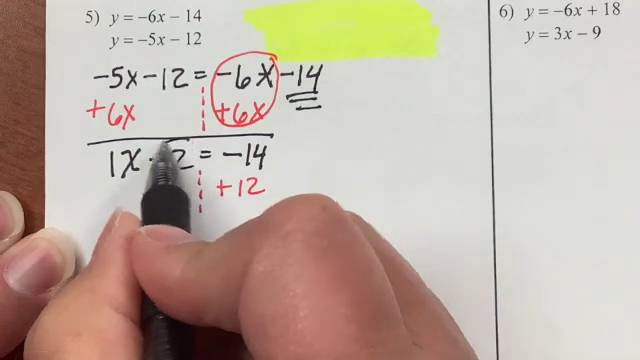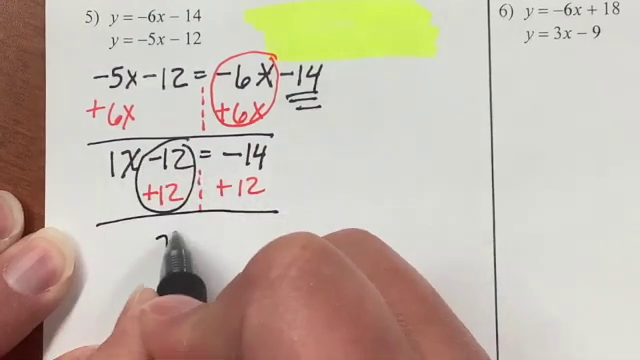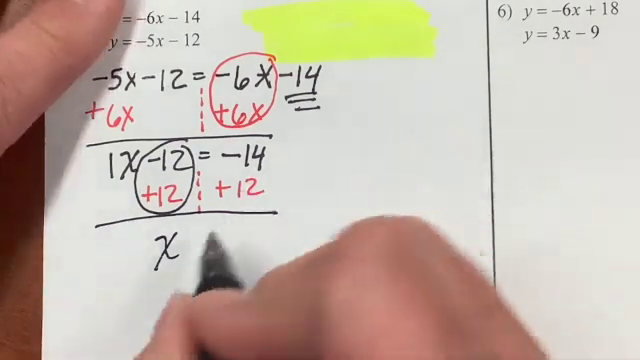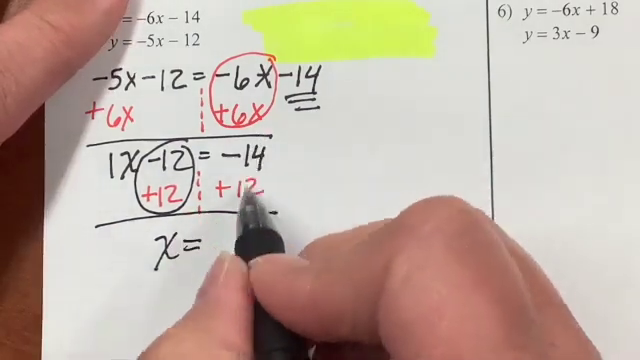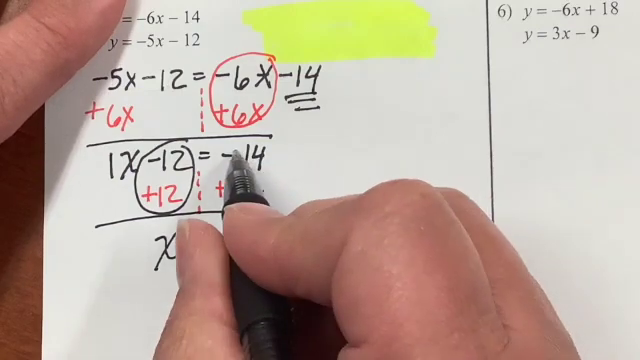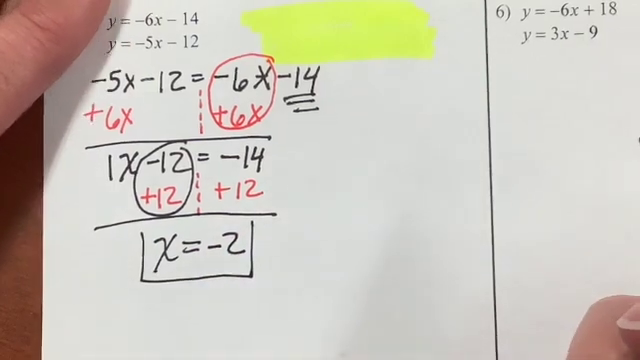Now, -12 and +12 is 0. Bring down the x, and x and 1x are the same. That's why I didn't write the 1. Equals, now the signs are different. 14 minus 12 is 2. Negative is larger, so -2. So now I have x.